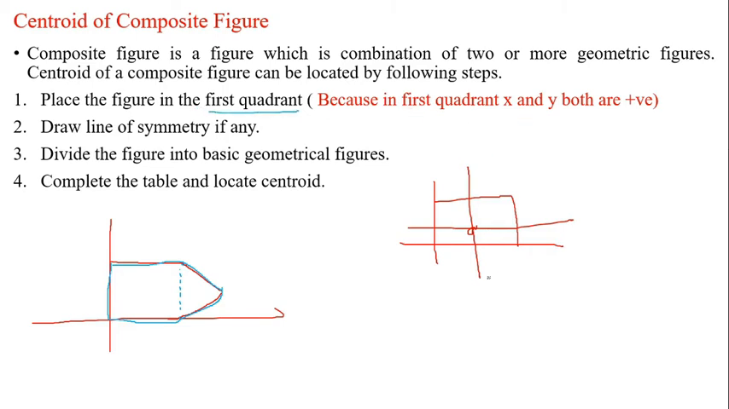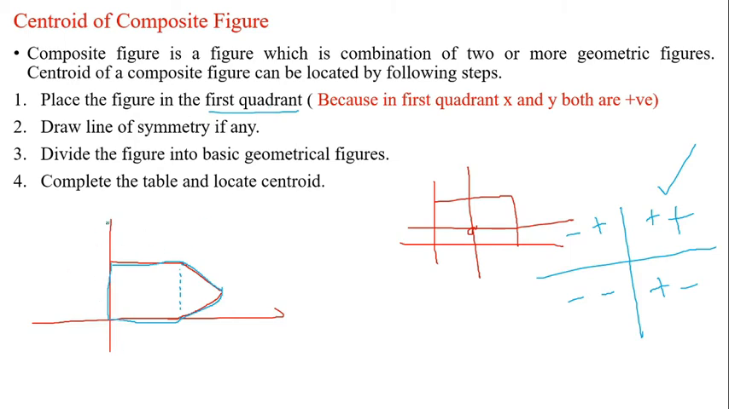In the first quadrant. Why in the first quadrant? Because we know the coordinate system. This is coordinate system. In the first quadrant, both x and y are positive. In the second quadrant, x negative, y will be positive. In the third quadrant, x negative, y negative. In the fourth quadrant, x positive and y negative. So, as far as possible, place the figure in the first quadrant, so that your x and y coordinates will be positive, okay.